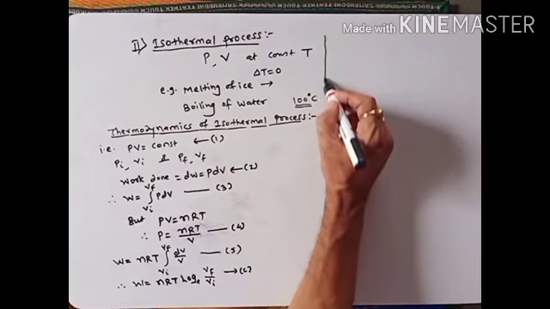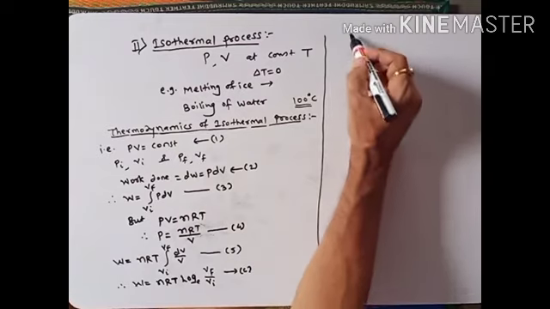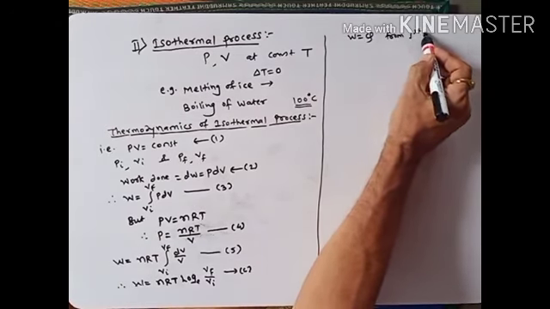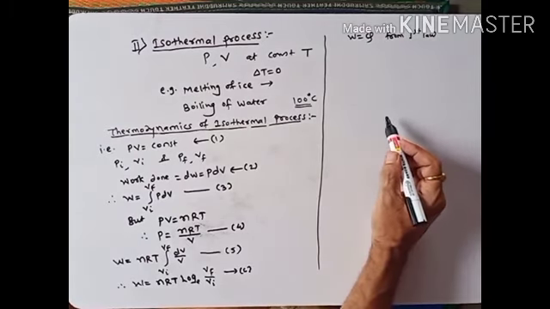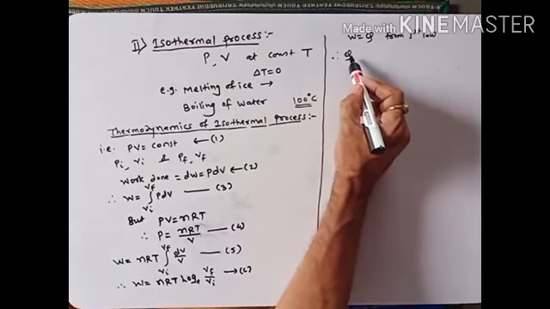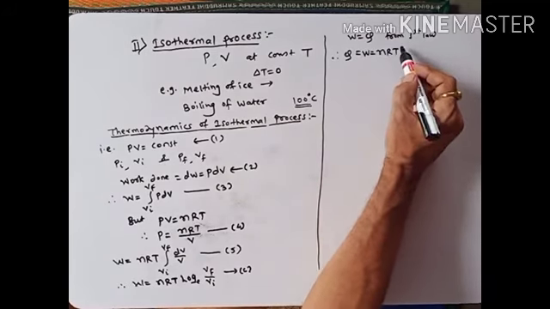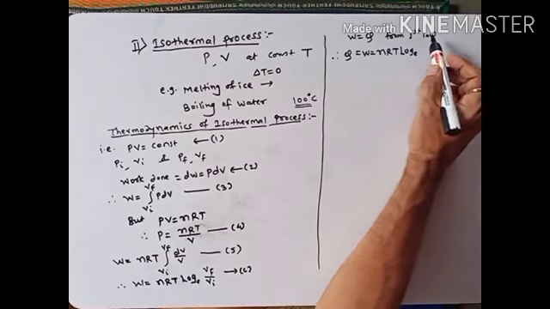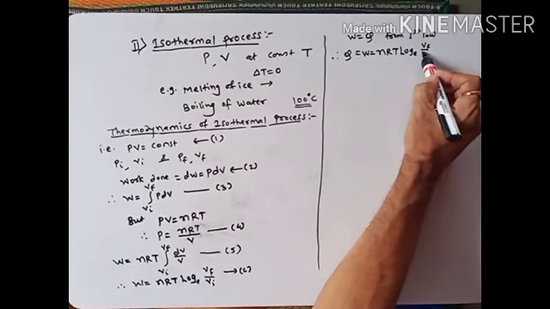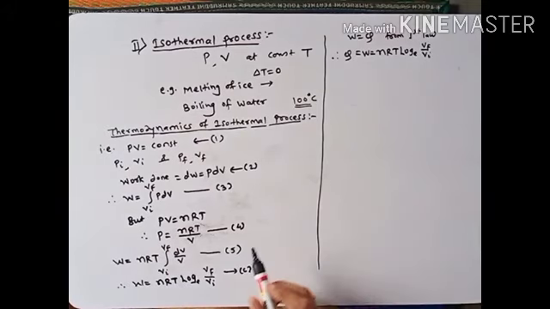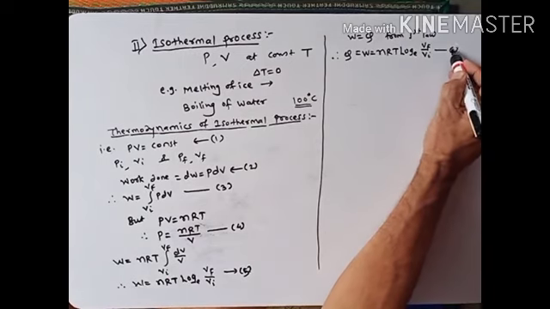Now from the first law of thermodynamics, we write W is equal to Q, and therefore Q is equal to W is equal to nRT log to the base e of Vf upon Vi. This is equation number 5 and this is equation number 6.